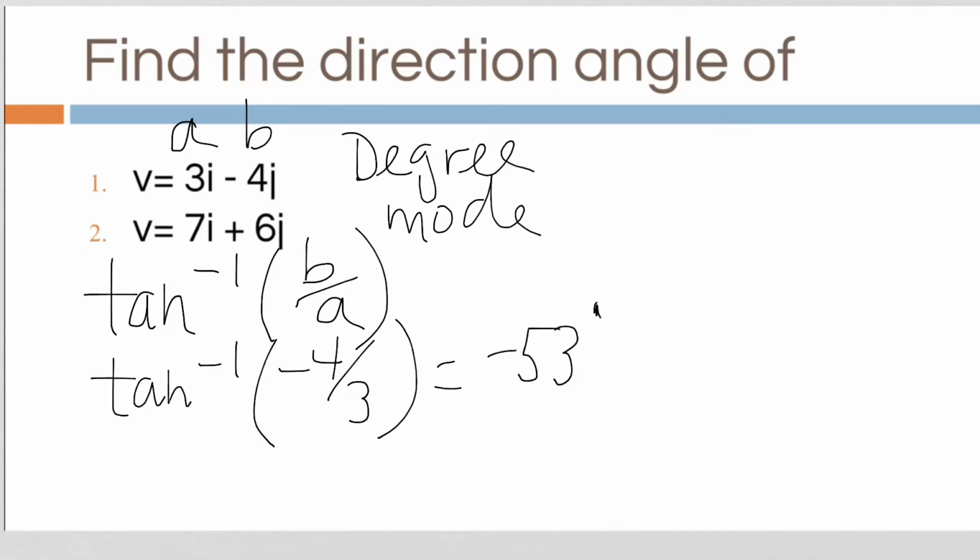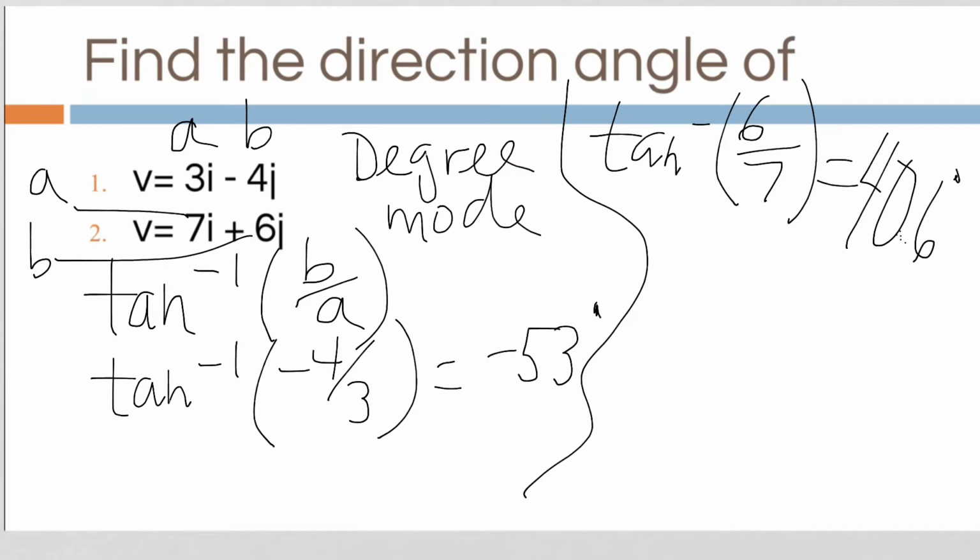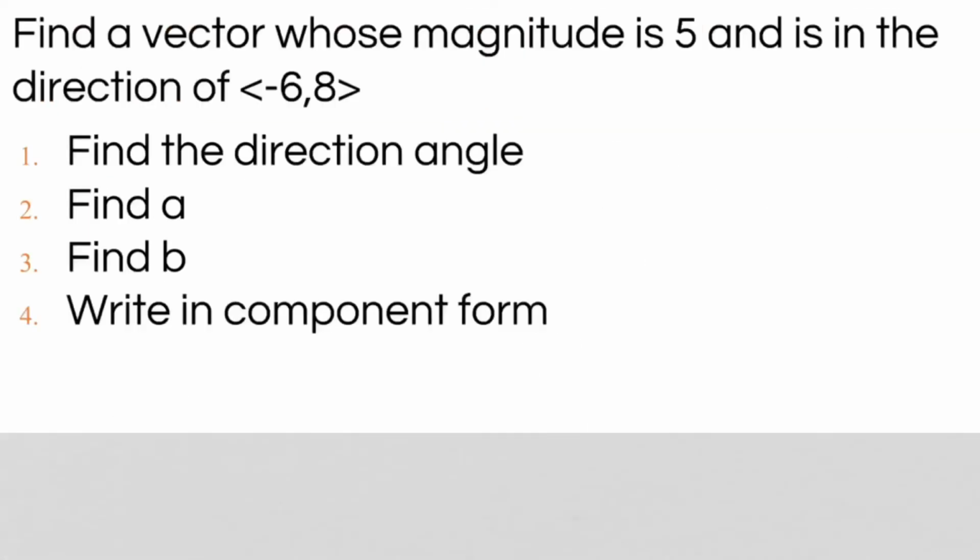Okay, so I get negative 53 degrees. All right, the next example for number 2. Again, a is 7 and b is 6. I'm going to plug it in the formula, pause the video, and see what you get. I get 40.6 degrees or 41 degrees there. All right, and we'll be using these angles now on our next slide, which is finding the actual form of the vector. All right, here's the first example.